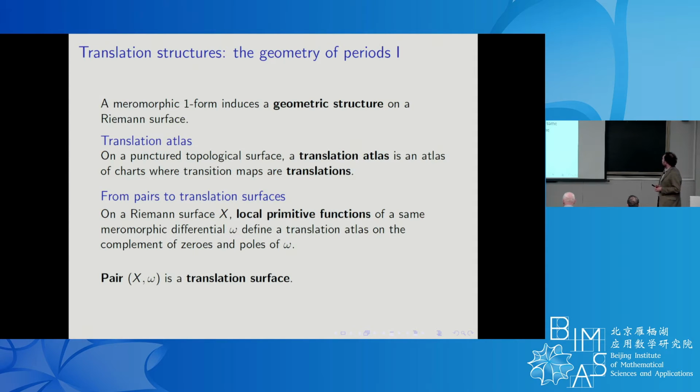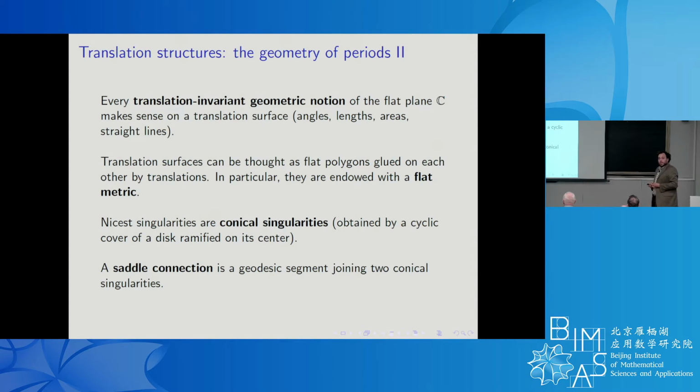This translation atlas is defined on the complement of zeros and poles of omega, and there is a complete description of the geometric models of these singularities. So we are going to describe the meromorphic one-forms of our isoresidual fibers in terms of this geometric structure. What's important here is that every geometric notion of the complex plane that is invariant by translation, angles, length, parallelism, slopes, straight lines, makes sense on a translation surface. So the addition of a meromorphic one-form rigidifies the Riemann surface.